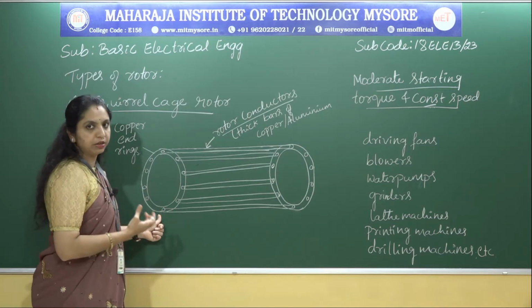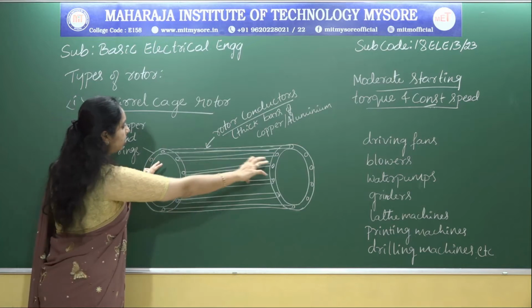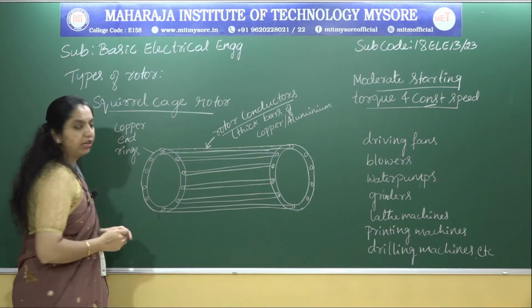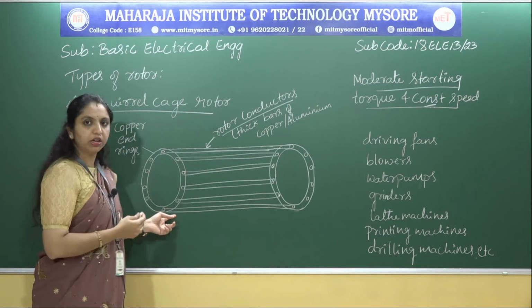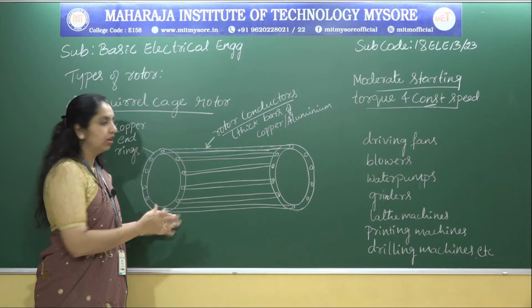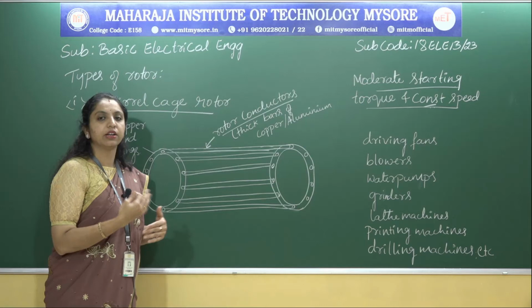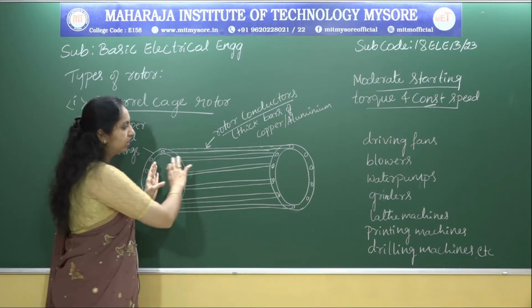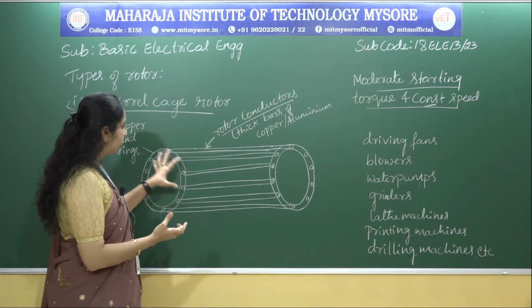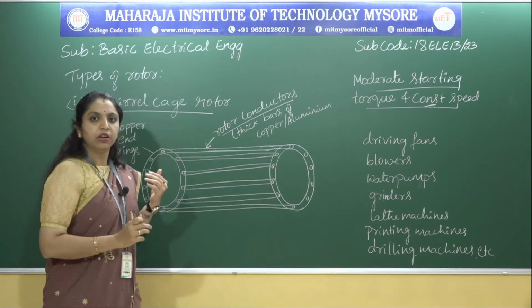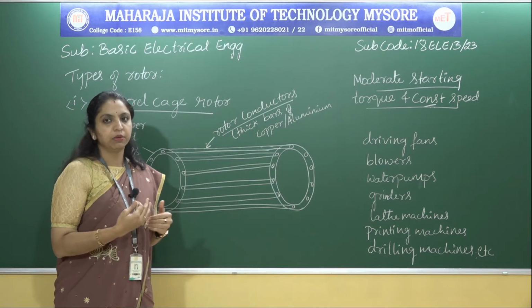Of course it is a thick bar, and these bars are welded at the two rings, which are again made of copper. Since all the bars, all the parallel slots or the rotor conductors, are permanently short circuited, permanently welded, it is not possible to add any external resistance, especially for starting purposes.